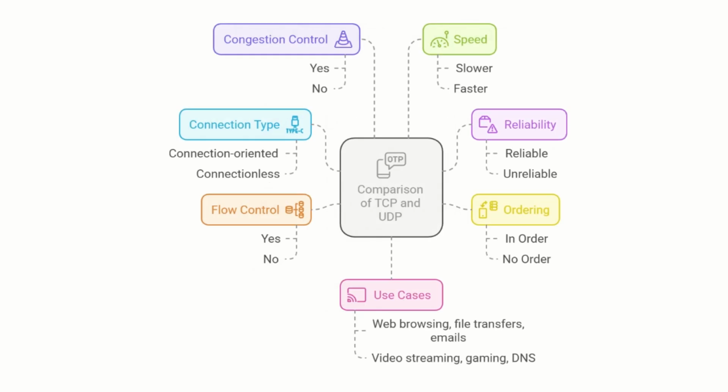The key differences between TCP and UDP are as follows. TCP is connection-oriented, UDP is connectionless, and TCP is reliable while UDP is not. TCP guarantees data is received in order. It has flow control and congestion control, but UDP doesn't. TCP is slower due to overhead, but UDP is faster. The use cases, as I mentioned, are web browsing, file transfer, and emails for TCP, and for UDP, video streaming, gaming, and DNS lookups.